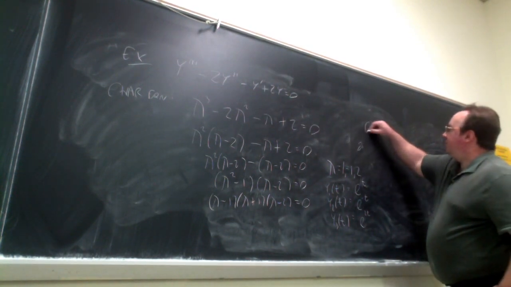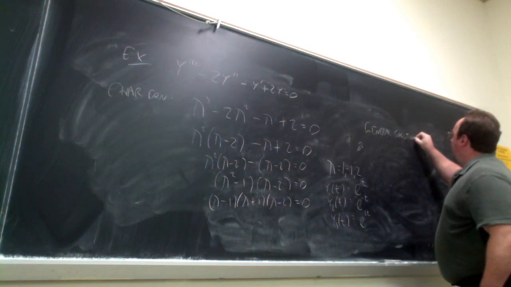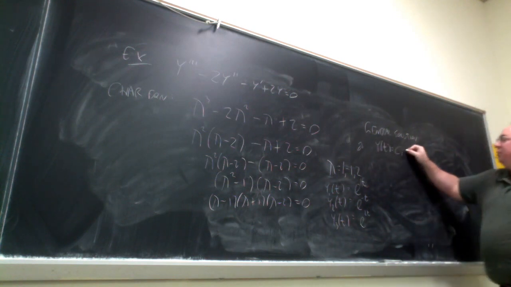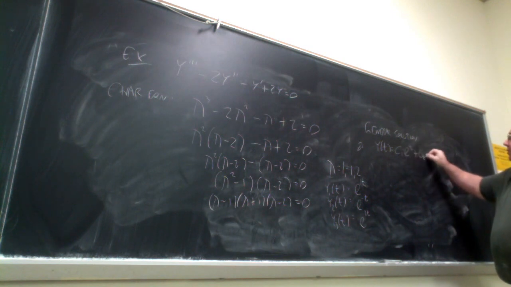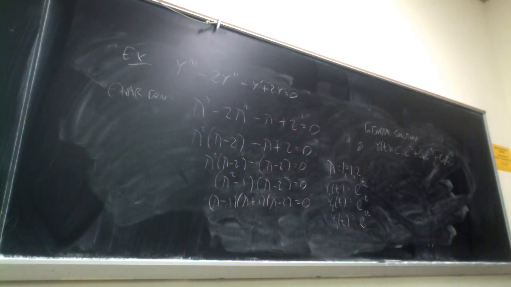So the general solution is, now you bring in the constants, c1 e to the t plus c2 e to the minus t plus c3 e to the 2t, and you're done. If there were initial conditions, then you would take first and second derivatives of these to form a system of three equations for three unknowns, c1, c2, c3. Any questions about how to get the general solution in a case like this?